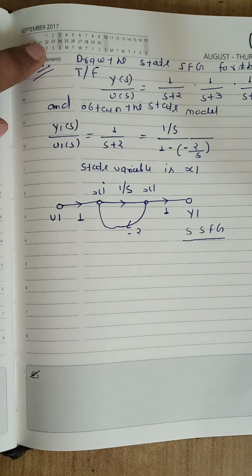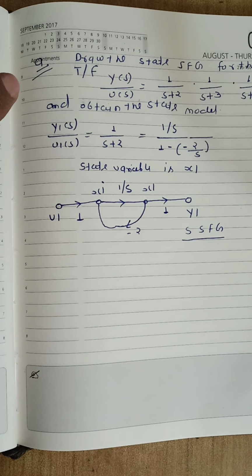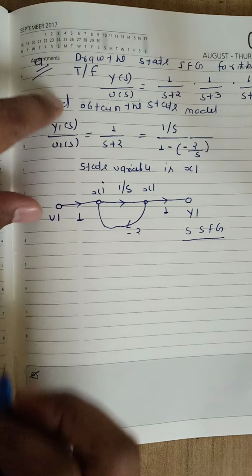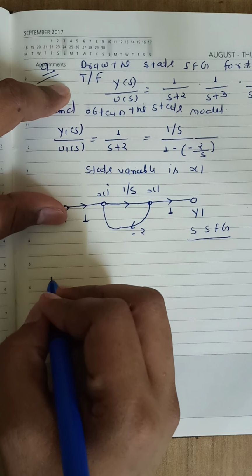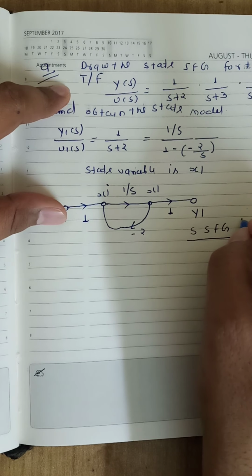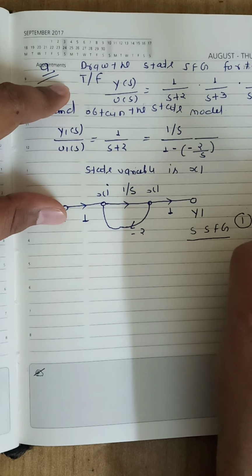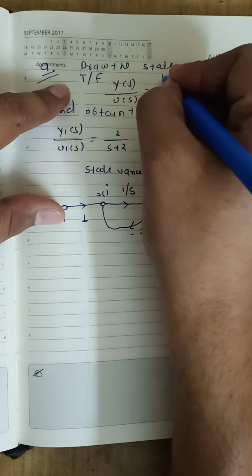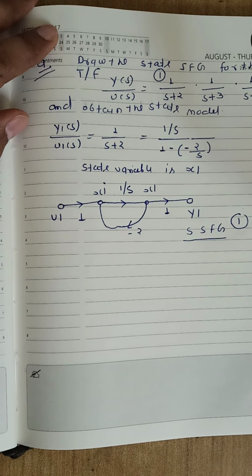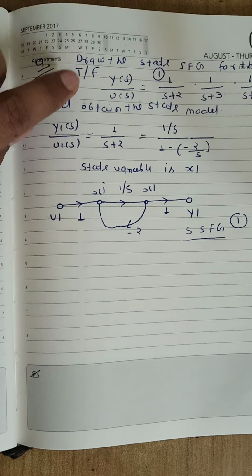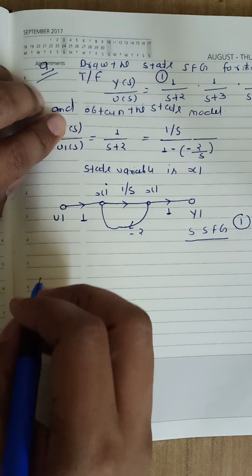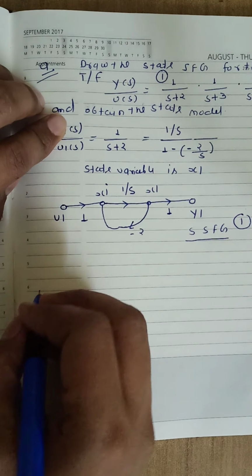Now let us see how we can draw the complete state diagram or complete state signal flow graph. So according to given transfer function, this is a state signal flow graph for the first transfer function, that means for 1 over s plus 2. This is my first transfer function. Now let us see state signal flow graph for the given transfer function, that means for y over u. So first we will define the node for the input variable u.